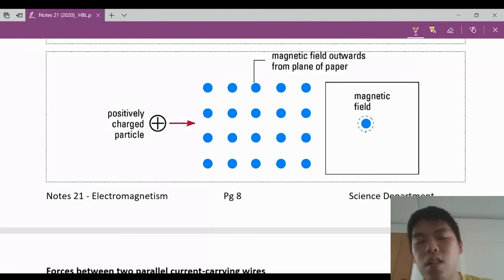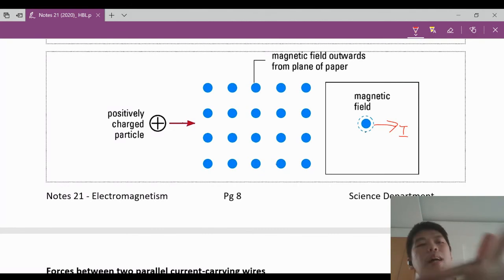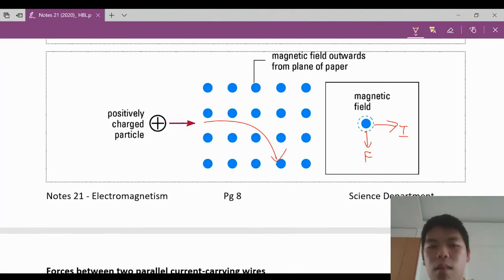Next, positive charge. Now your current flows here. Using FBI, B comes out, I goes to the right, and the force goes down. So it falls down.